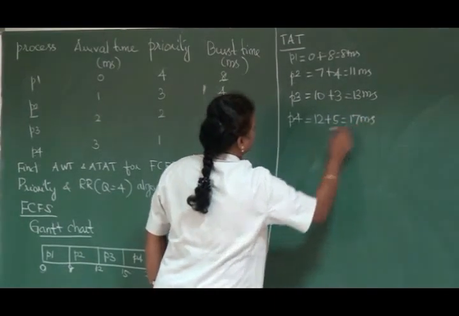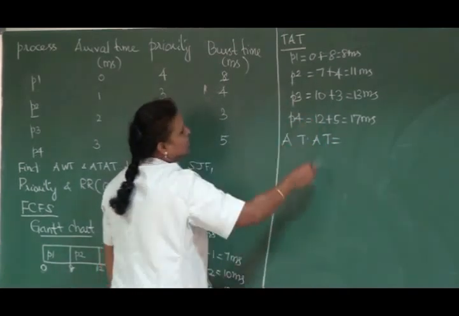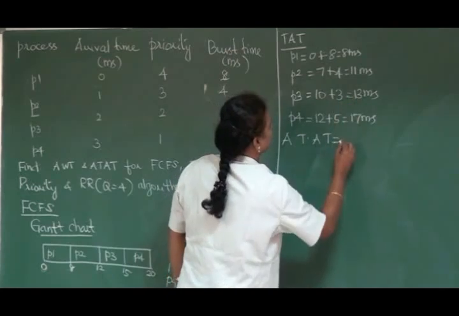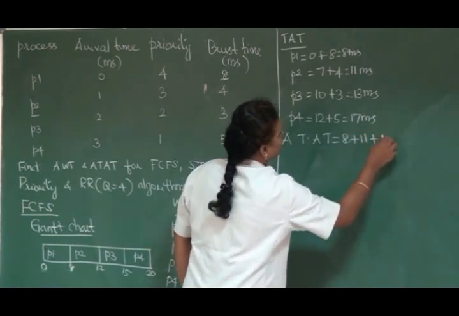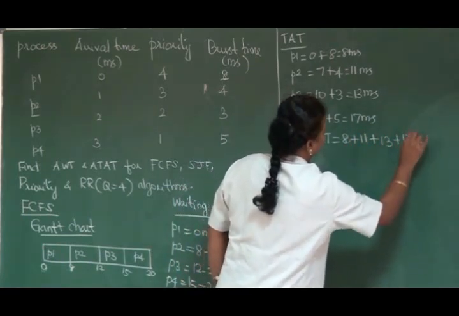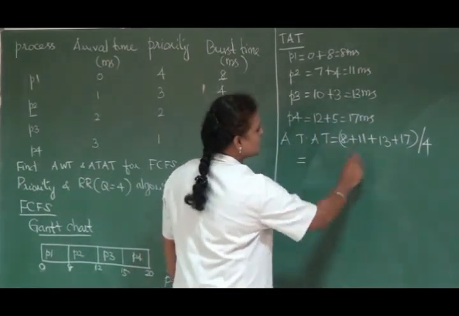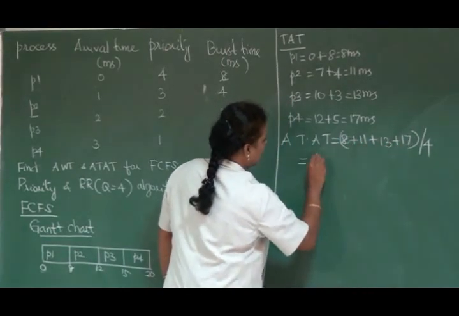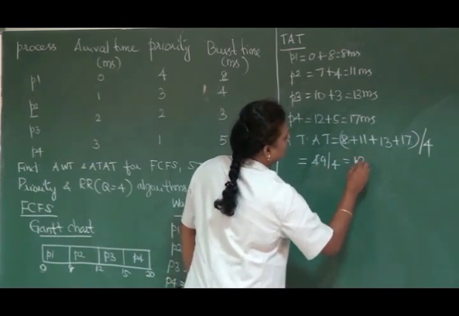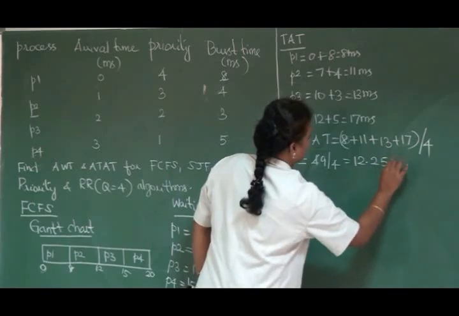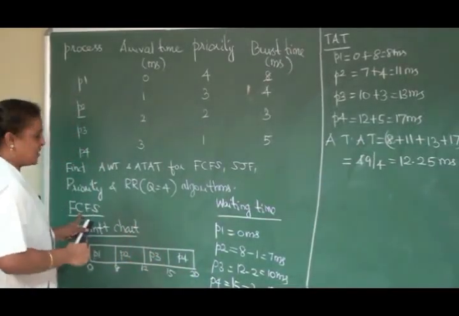So 17 milliseconds. The average turnaround time is each process's turnaround time added together and divided by 4, because we have considered 4 processes here. So 8 plus 11 plus 13 plus 17 is 49. 49 divided by 4 is equal to 12.25 milliseconds. So this is for first come first serve.